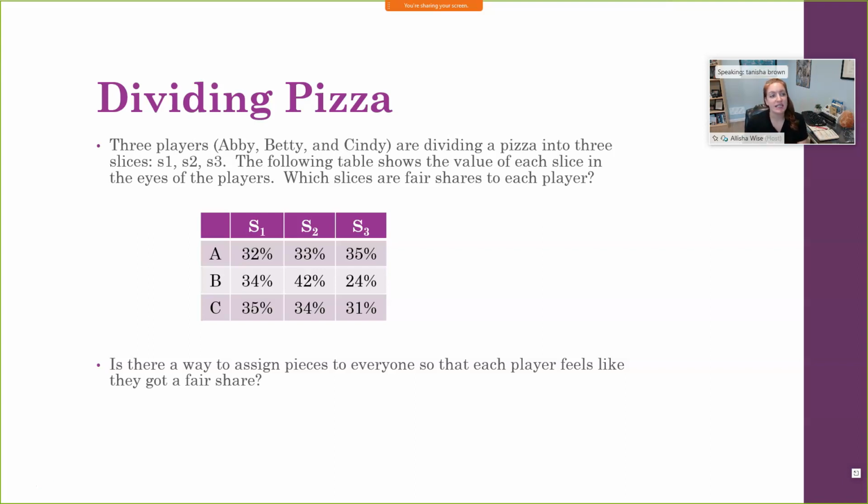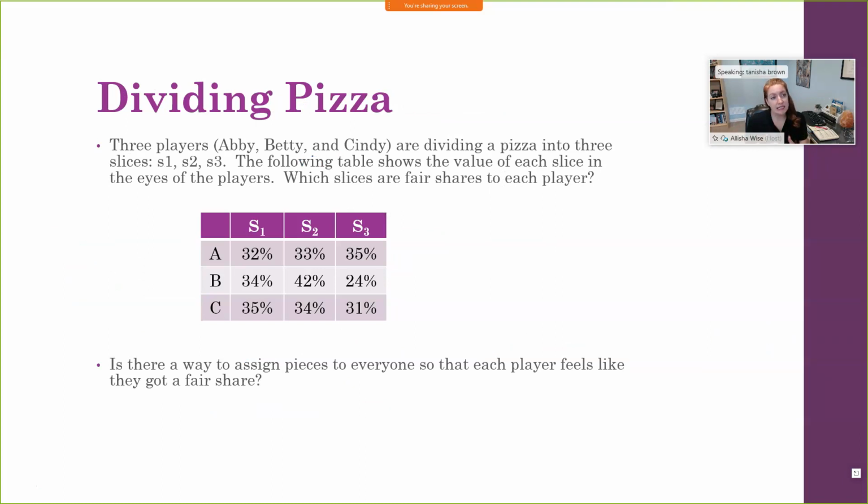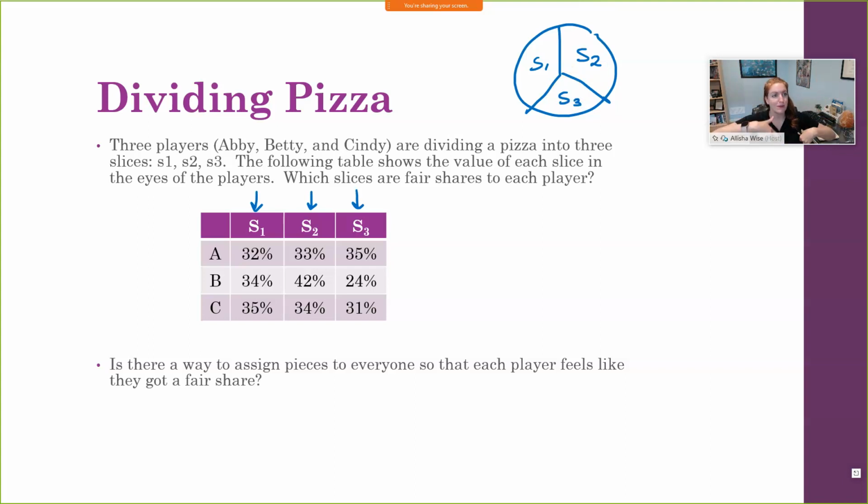So over here we just talked about what Paul wanted, right? When we thought of the slices. But what about the other three players? We've got to think about everybody and what would be a fair share for everybody. So we created a table and we said, here are the three slices, S1, S2, S3. They're dividing a pizza, okay? Maybe the pizza has different toppings, so some has pepperoni and some has sausage or mushrooms, whatever it is.